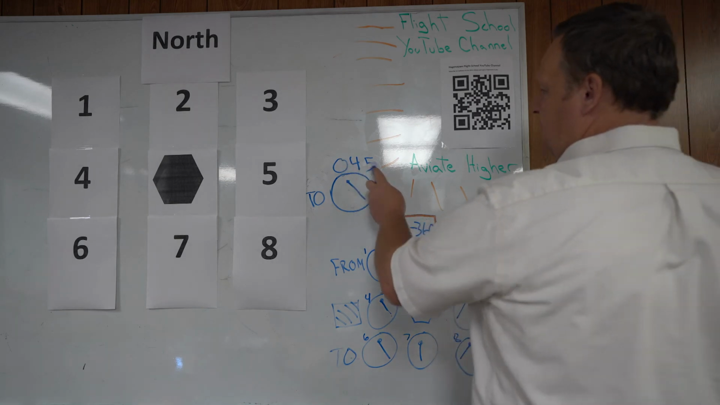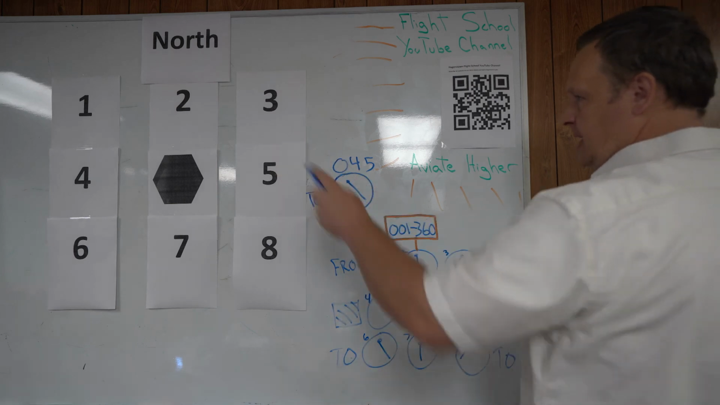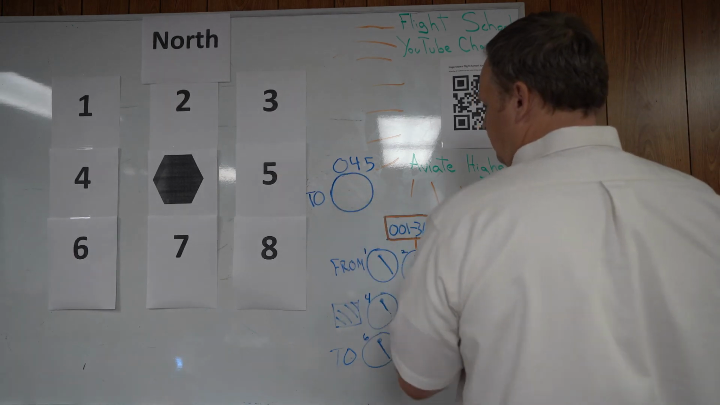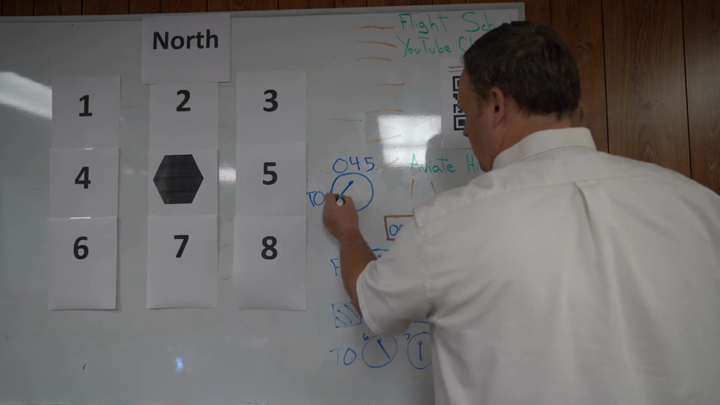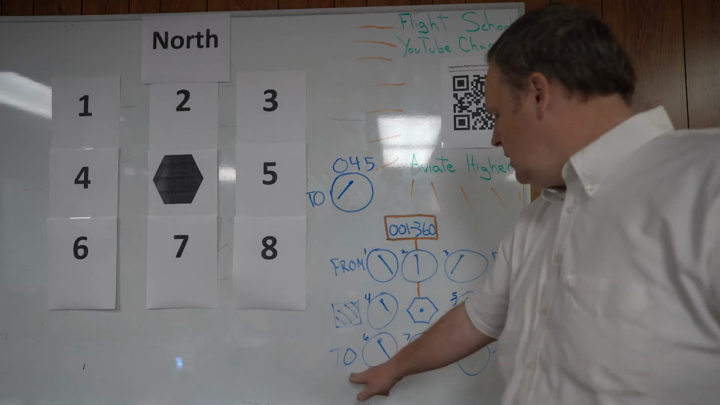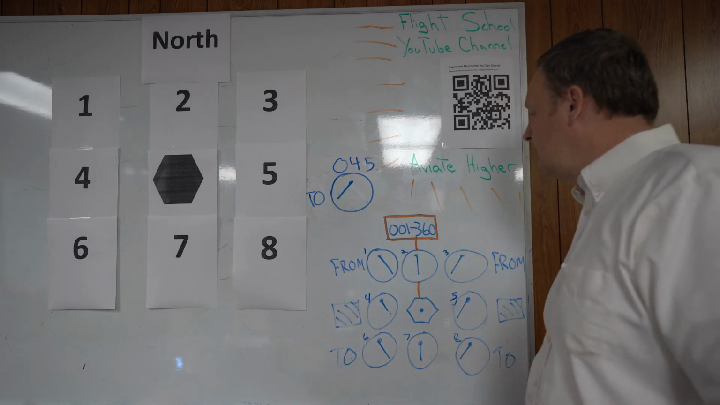So we said 045 is our radio. 2 right deflection is going to be number 4. Now let's twist it around. Why don't we give ourselves a left deflection? So 2 with a left deflection is going to put me down here at number 8 on my cheat sheet.